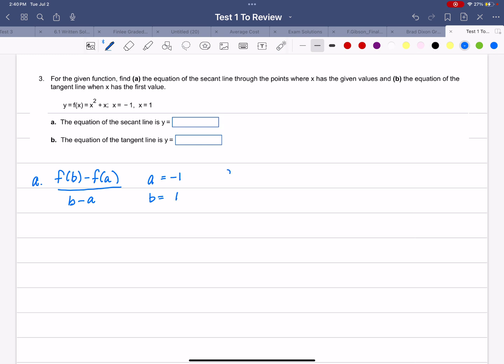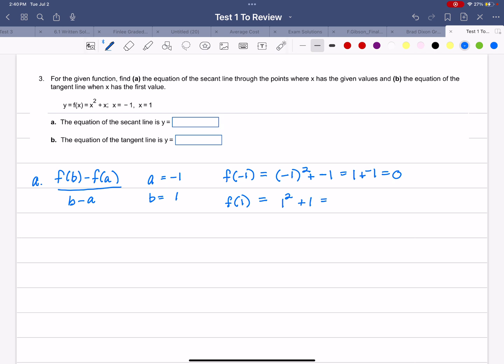So we need to find f of -1 and f of 1. And so that's going to be parentheses -1 squared plus -1, 1 plus -1 is 0. And you better put the parentheses to square that, because if you don't, your calculator is going to give you the wrong answer. It's going to give you a -2 instead of a 0. So anytime you're raising a base that's negative to a power, put parentheses around it for your calculator. If it's positive, you don't have to do that.